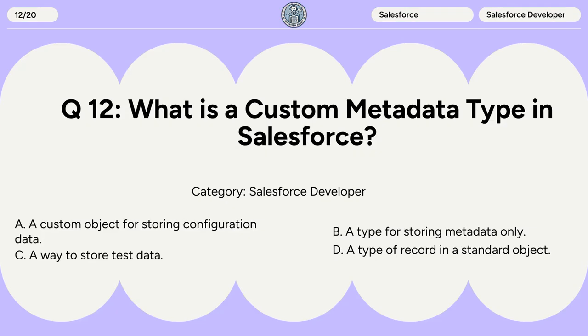Question 12. What is a custom metadata type in Salesforce? A. A custom object for storing configuration data. B. A type for storing metadata only. C. A way to store test data. D. A type of record in a standard object.